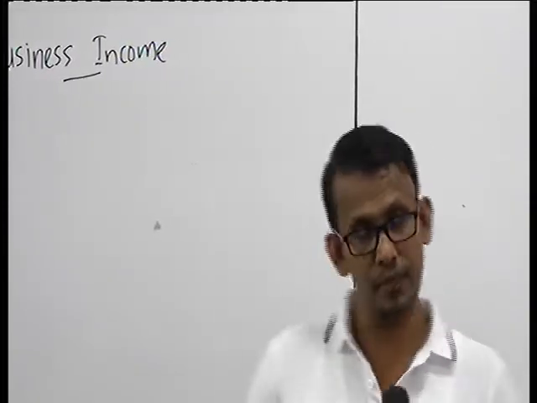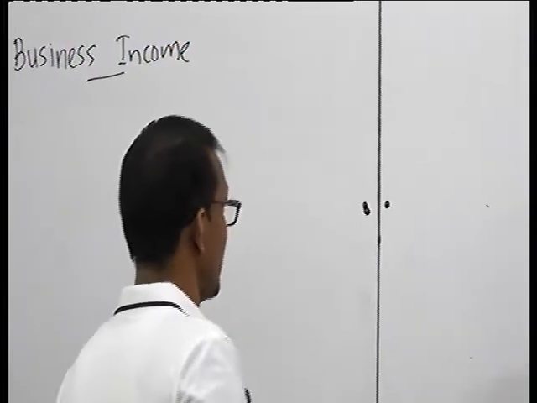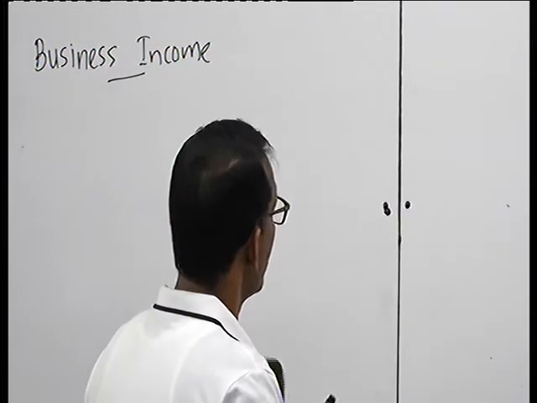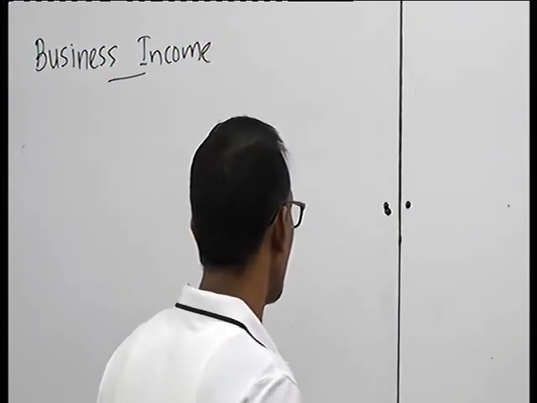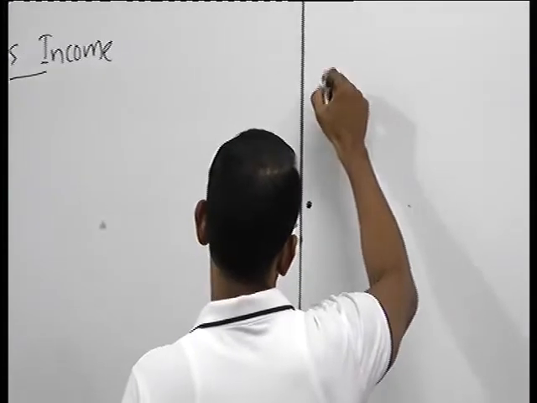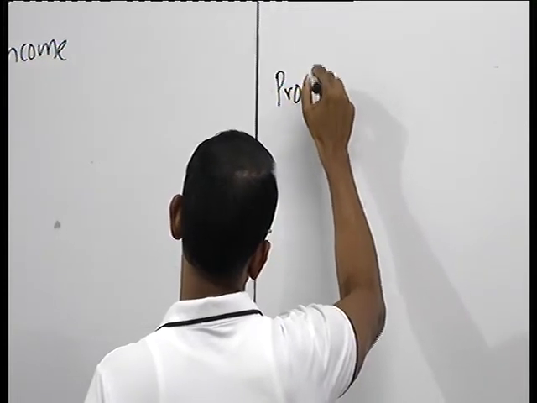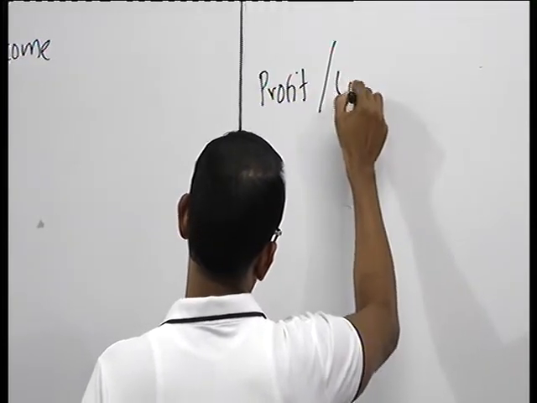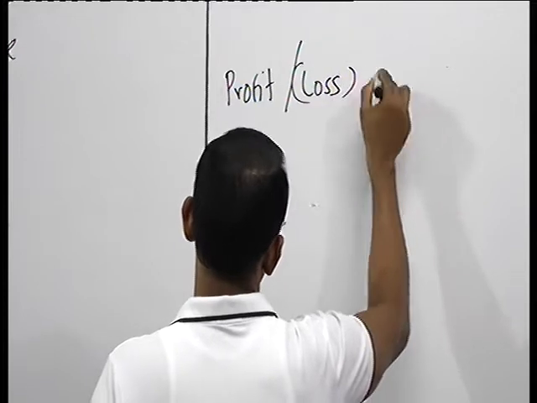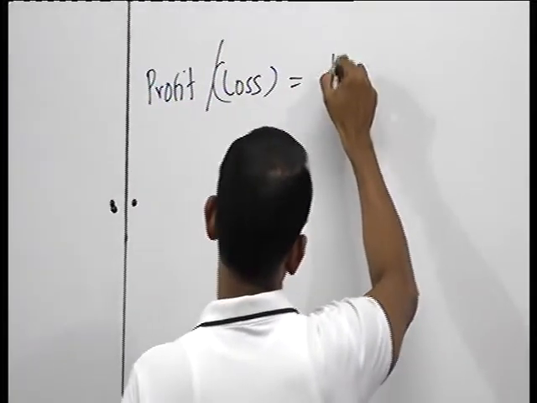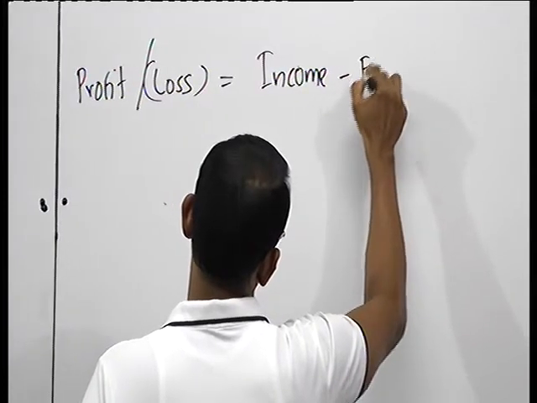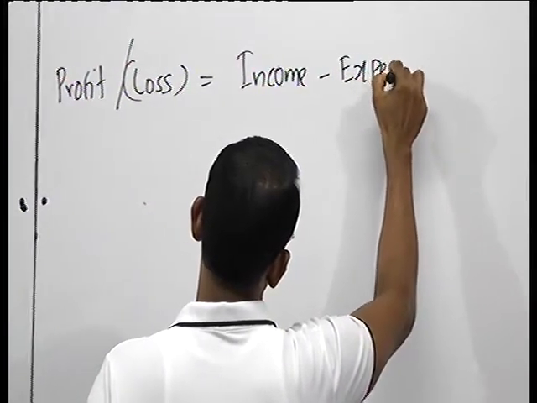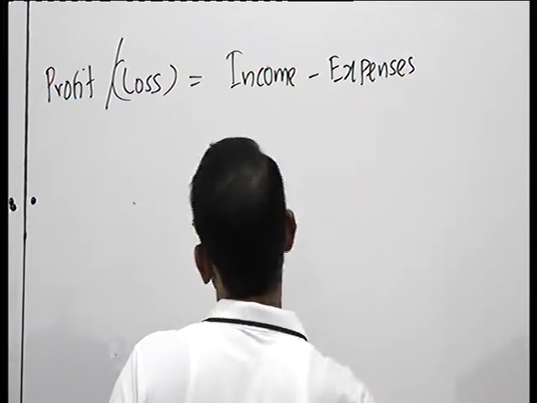So let me first commence with how we calculate profit or loss for the purpose of accounting. Profit or loss, we calculate as income minus expenses. This is how we do it in financial accounting.